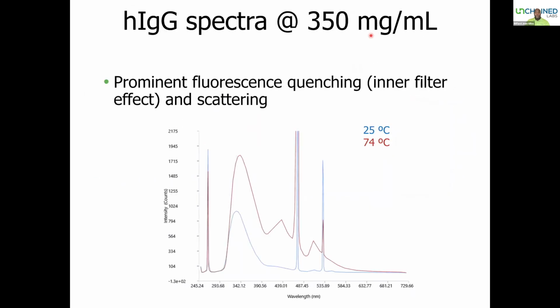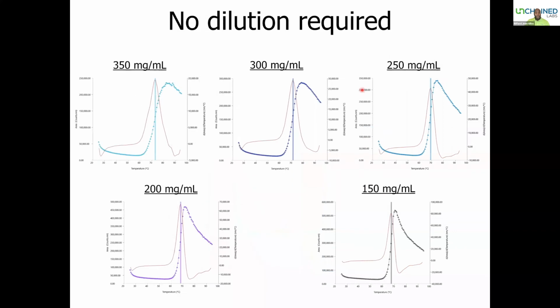If you look at IgGs, right, this is an example looking at 350 milligram per ml. So we saw this inner filter effect here, but I'm adding this to remind you of what happens if you look at the actual consequence of that on your results. And so here we can see again that we have the ability to characterize our melting temperatures as we go from 350 all the way down to 150.